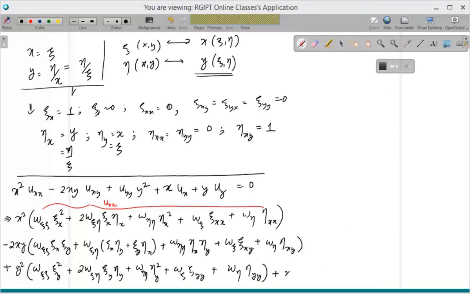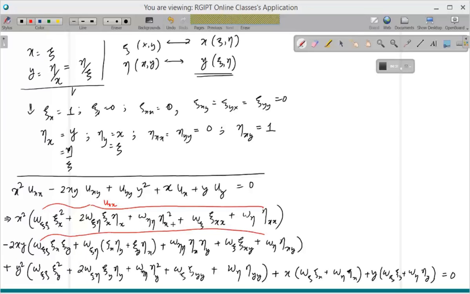Plus x ux. We all remember that was a simpler form: w zeta zeta x plus w eta eta x. That was ux. And uy is also a very simple form: w zeta zeta y plus w eta eta y. Okay, that is 0. So here I have this term as uxy and this term as uyy.